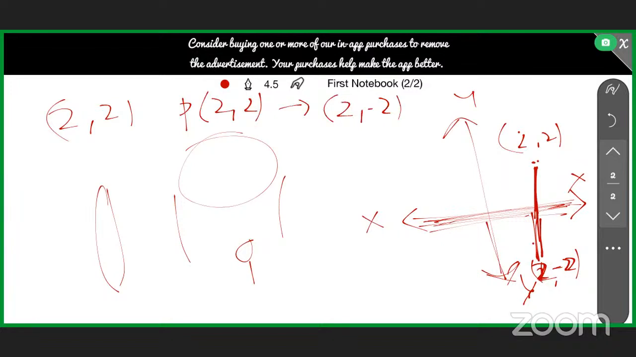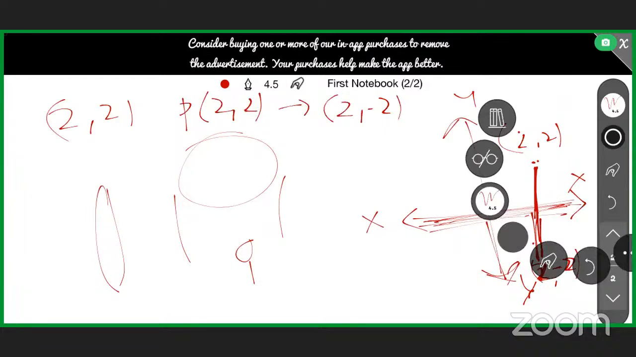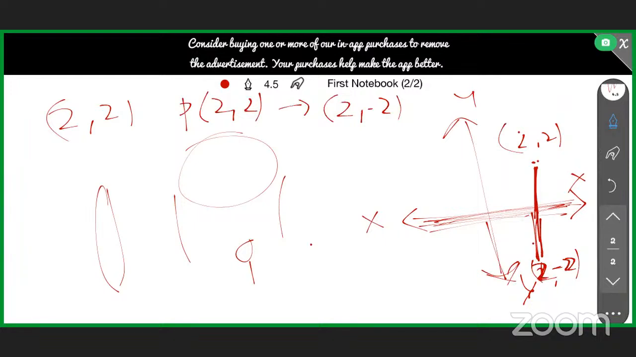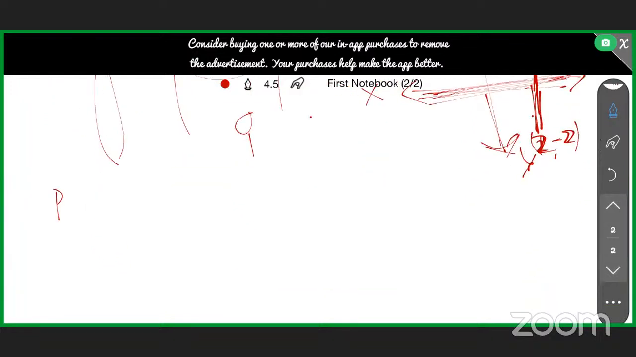Is this clear, dear students? Yes, sir. Okay, now we'll go to the second transformation. The second transformation says that this point P (2, -2) is there. The axes are rotated through an angle of pi/4 in the anti-clockwise direction.